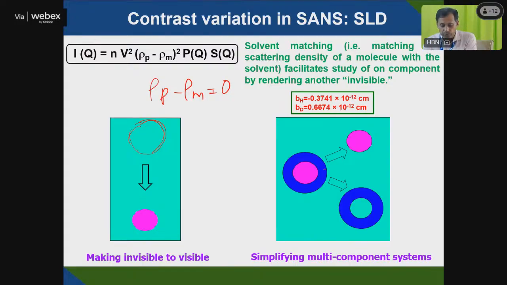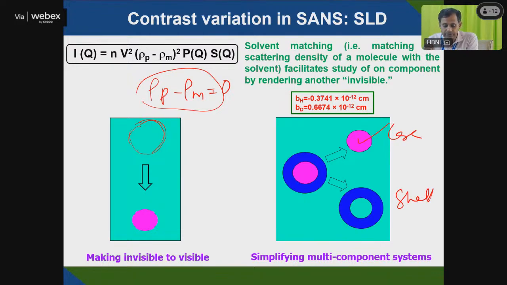For example, if you have a core cell structure like pink core with blue cell, you can adjust this contrast by varying the deuterium and water concentration, that rho P minus rho M. You will be able to see that core. Here you will get core information. Here you will get cell information.